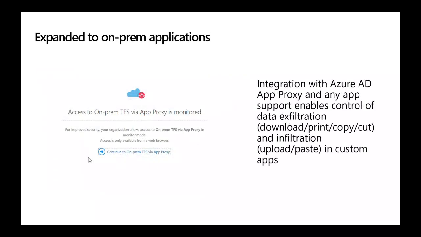Then we move to on-prem applications. So this is a super interesting integration that our Microsoft story allows us to complete, which is the Azure AD App Proxy is a feature that lets you host your on-prem applications and make them internet-facing. So we extended these same controls to applications that are hosted by the Azure AD App Proxy. So you can apply parallel controls to what you've got in the cloud to your on-prem environments and apply those same sort of data exfiltration and infiltration controls.